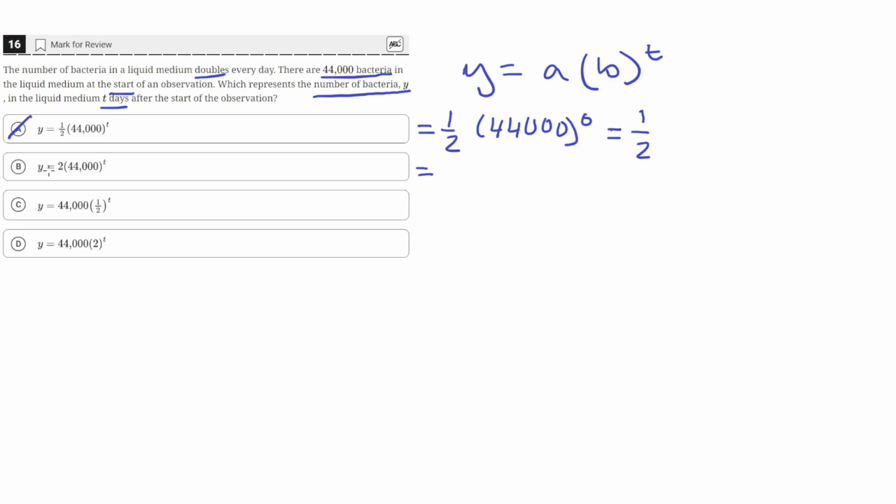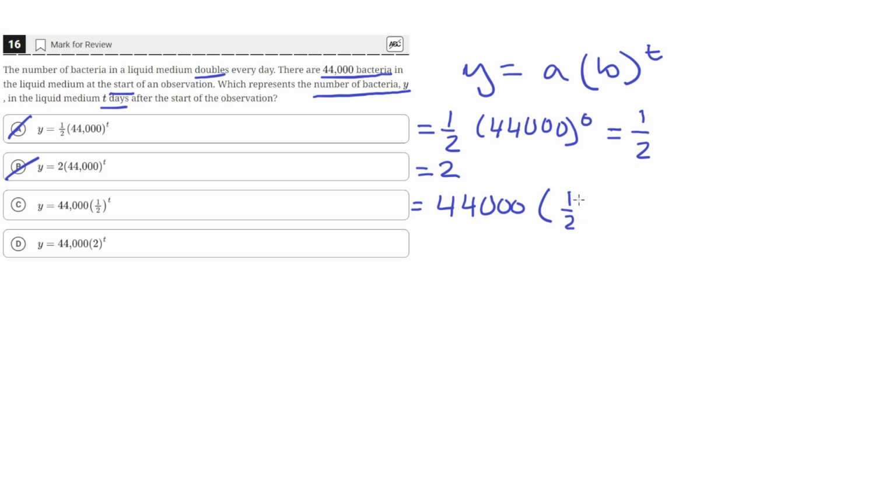Okay, so if we look at the second option here, when we plug in 0 for t, we get 2, because 44,000 raised to the 0 power is just 1, and that multiplied with 2 just gives us 2, which is also incorrect.